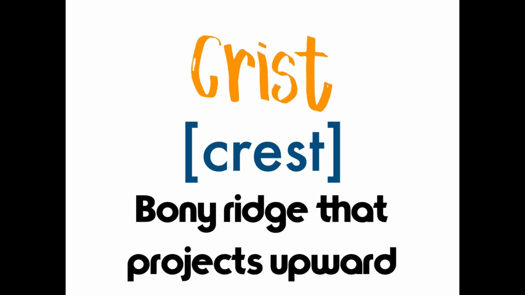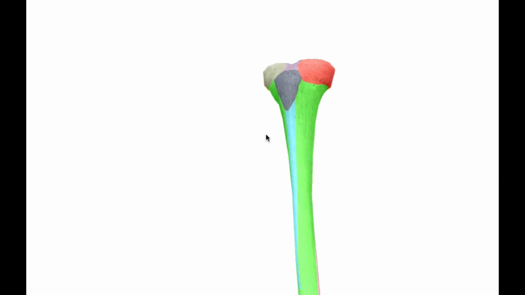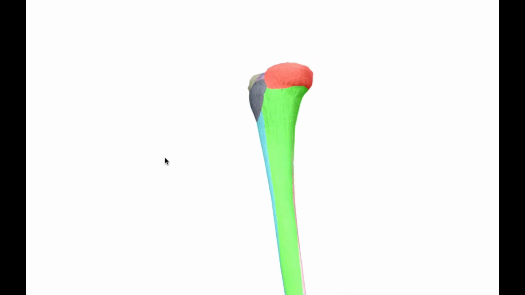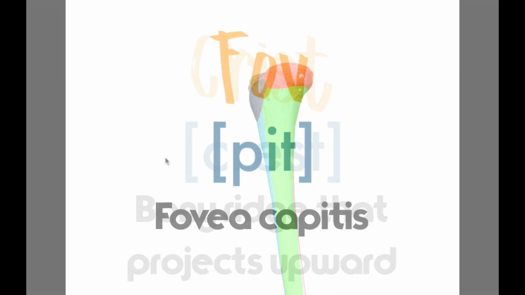And then we have crist, like I just showed you, crist, or this is a crest. So this is a bony ridge that projects upward. So here's again our tibial bone, and this is the tibial crest right here, that yellow part. I'm highlighting it right there. So it's protruding upwards. Think like a crest, a mountain range, if you will.